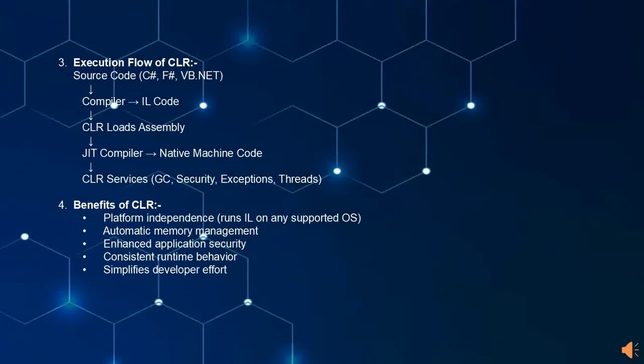3. Execution flow of CLR. First, source code: C#, F#, VB.NET. Then, compiler creates IL code. Then, CLR loads assembly. Then, JIT compiler creates native machine code. Then, CLR services: GC, security, exceptions, threads.